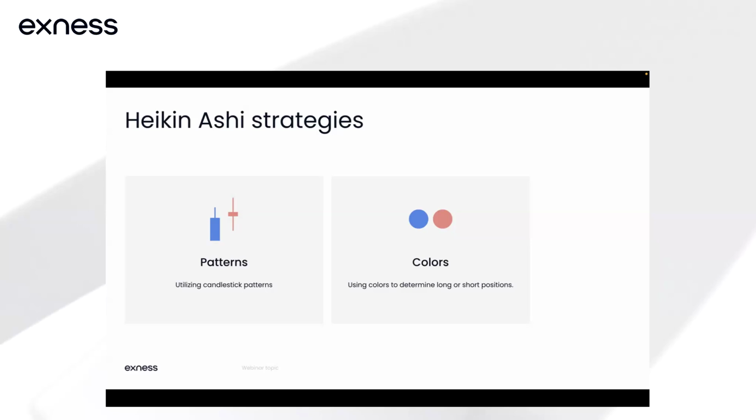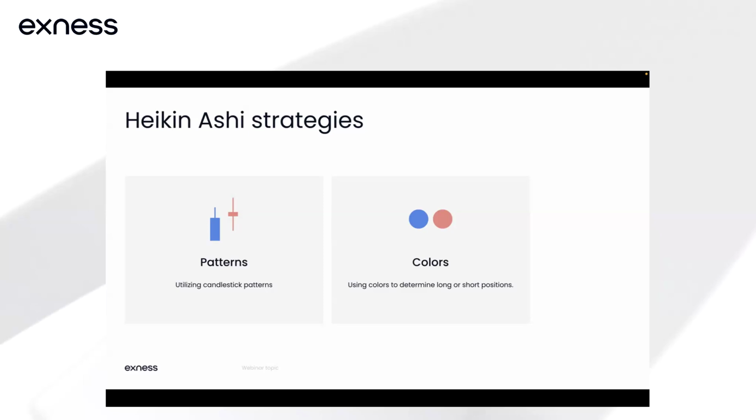First, let's talk about the color. In most platforms, blue or green candles represent bullish movements, while red indicates bearish movements. The beauty here is that as long as you are seeing consecutive candles of the same color, especially with no wicks on the opposite side, we're likely in a strong trend. So the rule of thumb is simple: trade in the direction of the color until the color changes.